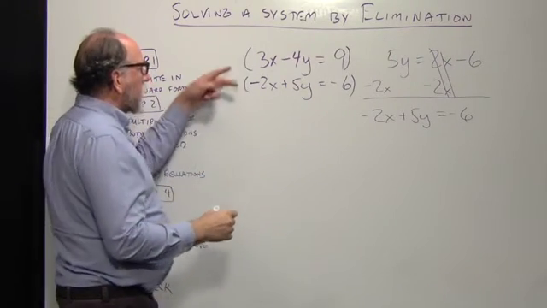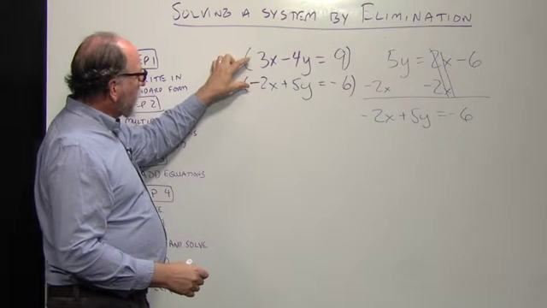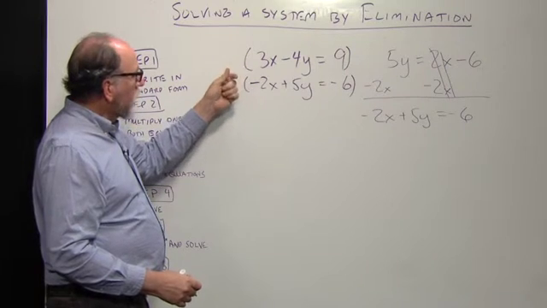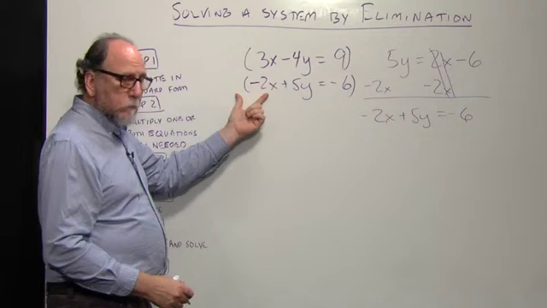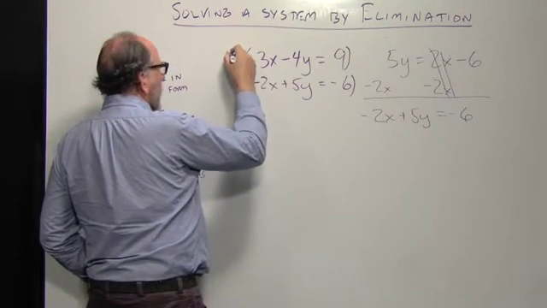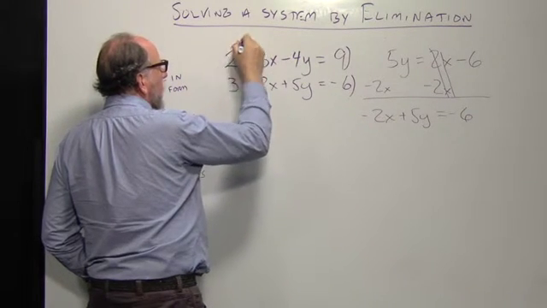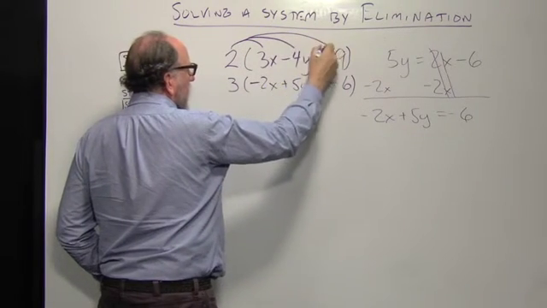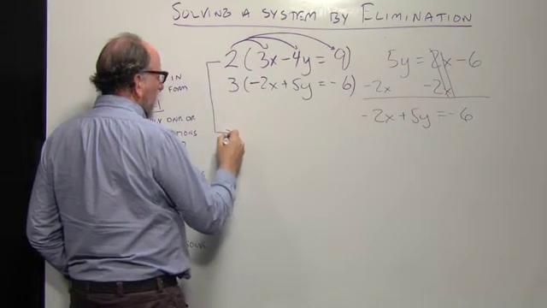So here's a possibility. There's lots of possibilities. We want to keep it kind of small though. So let's multiply the top one by 2, which would give us 6x, and the bottom one by 3, which would give us negative 6x. So I'm going to write that here and distribute it. I'm going to multiply the top one by 2, the bottom one by 3, and we're going to distribute these through the whole equation and write that result below.